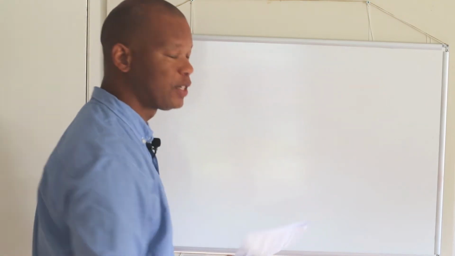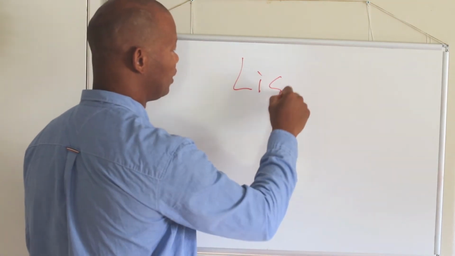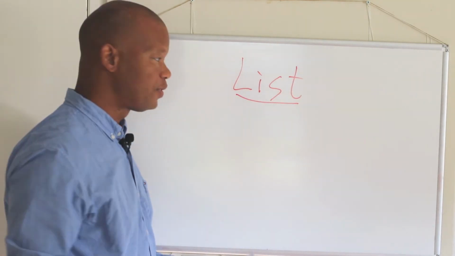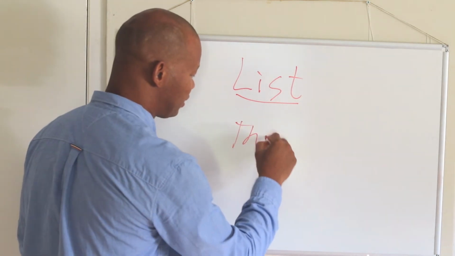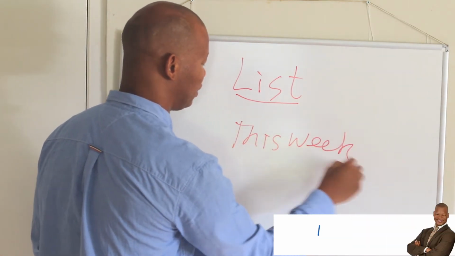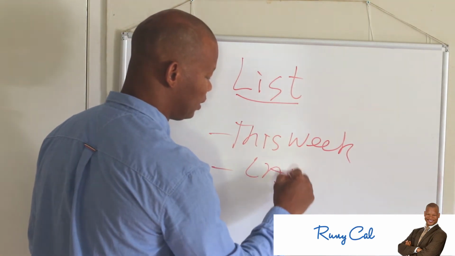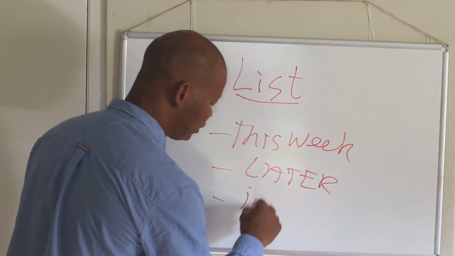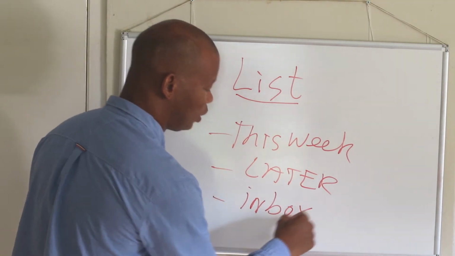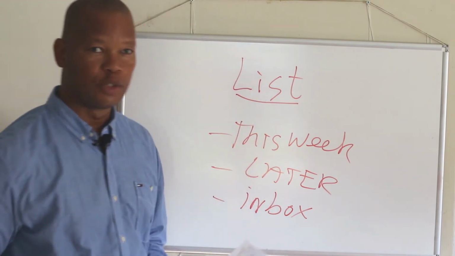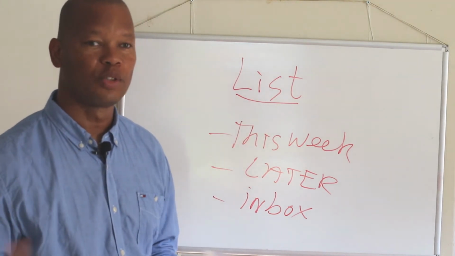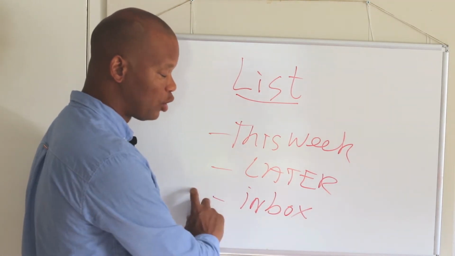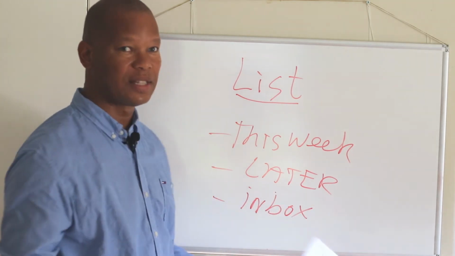And this is a very special one. This is the list. You put a list field at the top of the task, and in that list field you're going to put this week, or later, or inbox. All the tasks that you put in and that you don't want to work on this week, you will mark as inbox in that row, because the tasks are just in your inbox.